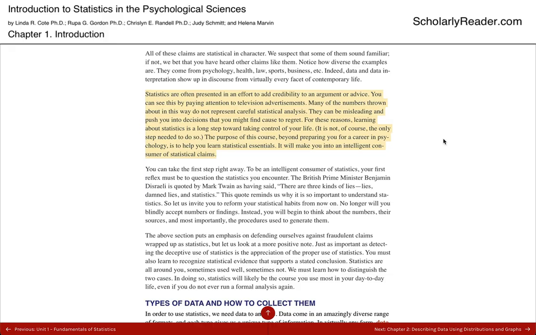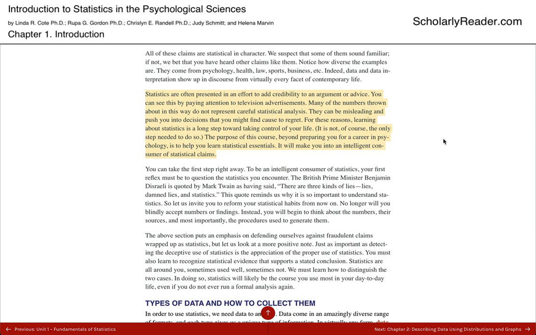You can see this by paying attention to television advertisements. Many of the numbers thrown about in this way do not represent careful statistical analysis. They can be misleading and push you into decisions that you might find cause to regret. For these reasons, learning about statistics is a long step toward taking control of your life. It is not, of course, the only step needed to do so.